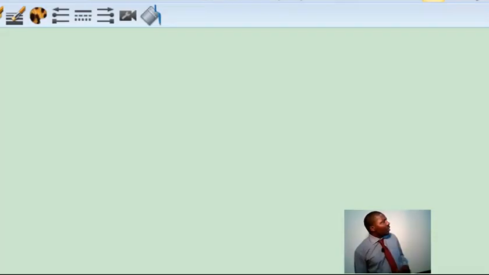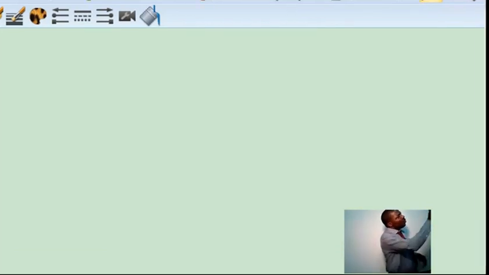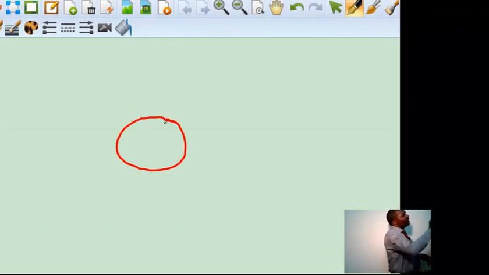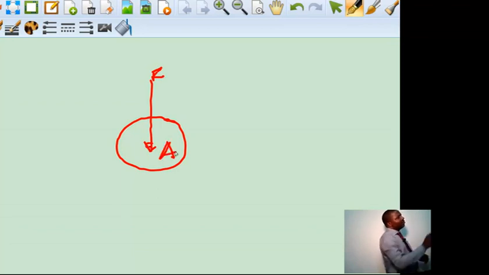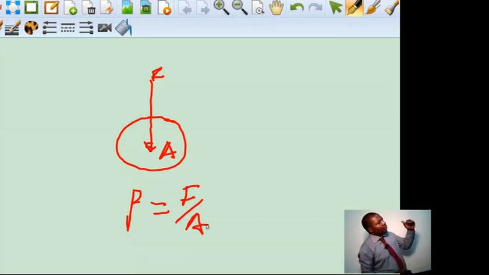Now, I'm going to give you an illustration of what we refer to as pressure. Supposing a force is applied perpendicular to this surface area. Let's say this is the force applied to this surface area A. This area is said to experience a pressure given as P equals F over A. The ratio of the perpendicular force applied across the surface is referred to as pressure.